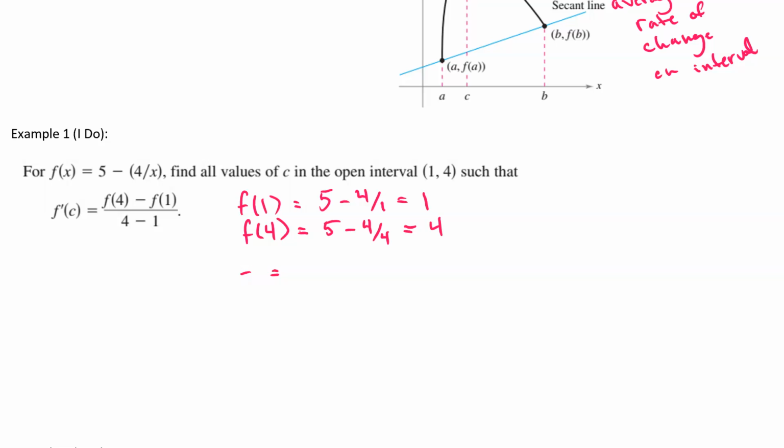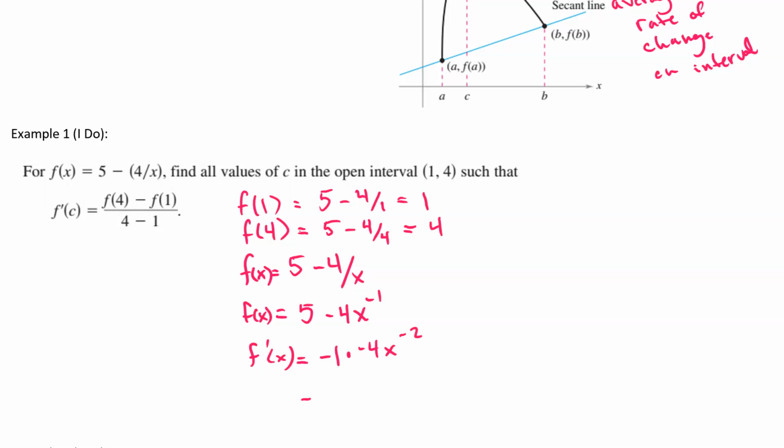Before we can get that derivative, we're going to have to rewrite our function with a negative exponent. So that means to bring that x up top, we have to make it x to the -1. All right, so now that we've done that, we can find our derivative. The derivative of 5 is 0. We're going to use the power rule, so bring down that exponent, make it 1 smaller. So we get -1 times -4, which is 4, divided by x squared is our derivative.